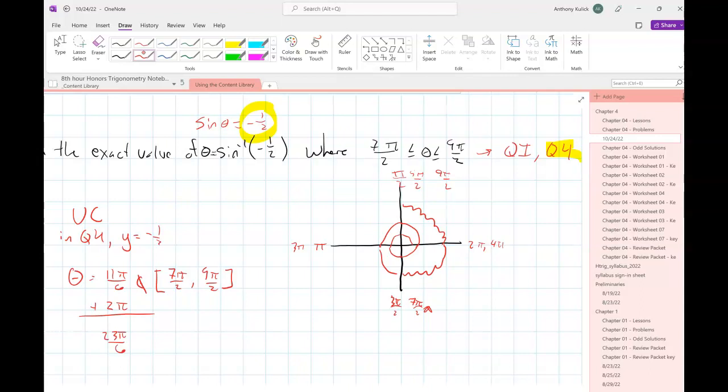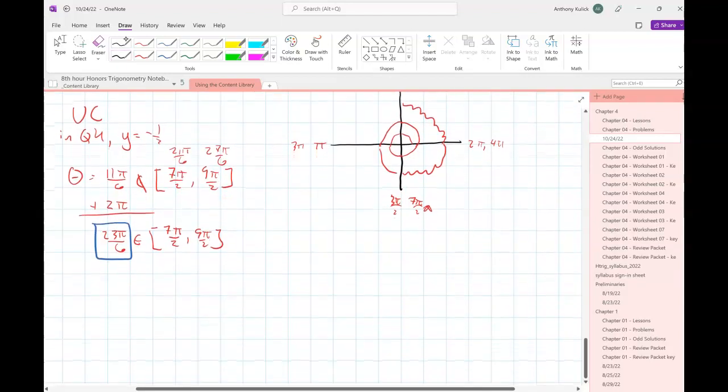Is that in there? Well, this is 21 pi over 6, and this is 27 pi over 6. Yes. So we should be good. What do you guys think? It's not too bad, right? Okay. What if we change this a little bit?